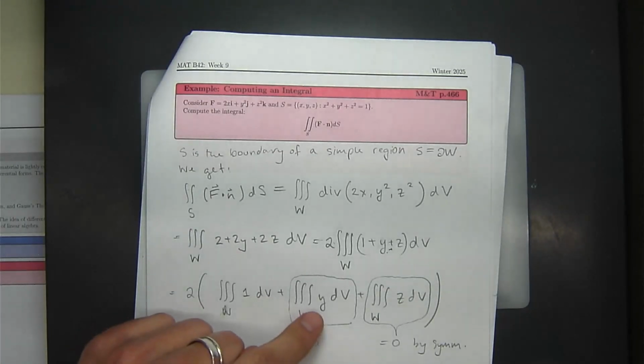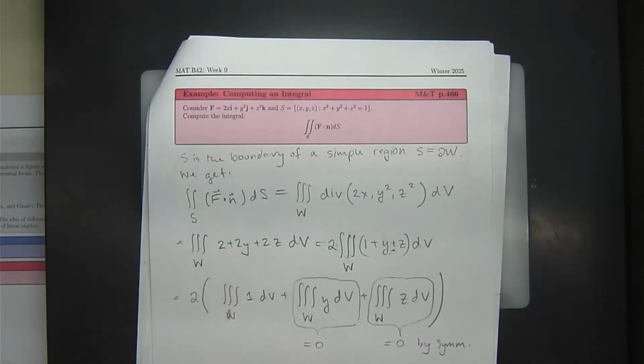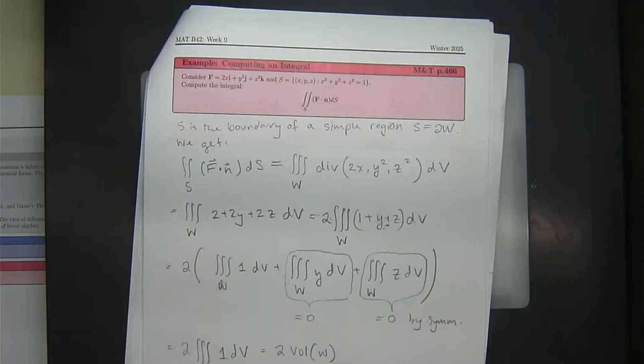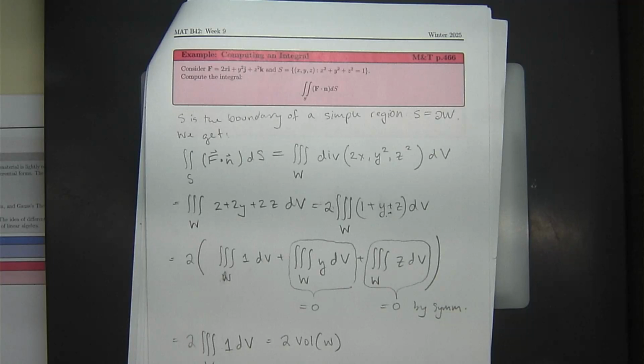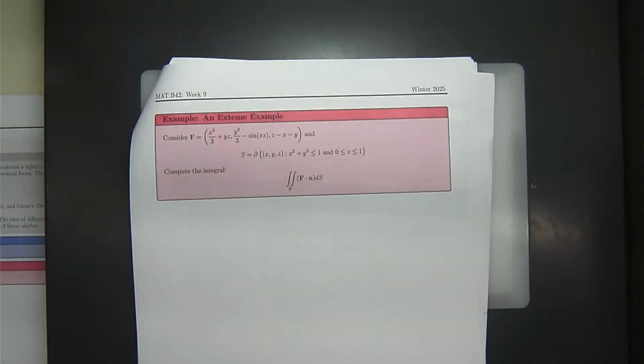Every place where y is positive in the ball, it'll also be negative, and it'll cancel out. And then there's only one thing left to take care of, that's a constant, twice the volume of the ball. Nice. So pushing things to the interior of the ball gave us extra symmetry. Okay, just kind of an extreme example.